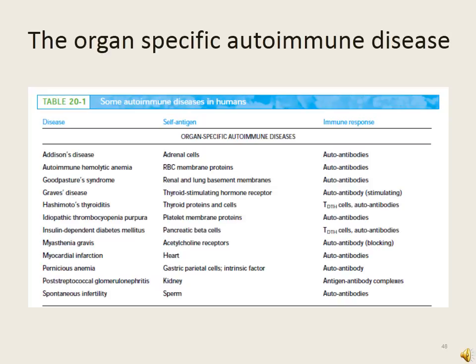The third is Hashimoto thyroiditis, the fifth line. That is an autoantibody as well as effector T cell that is specific to and interacts with thyroid protein and cells. Okay, and the fourth one is insulin-dependent diabetes mellitus. That is an autoantibody as well as effector T cell that is specific to the beta cell in the pancreas.